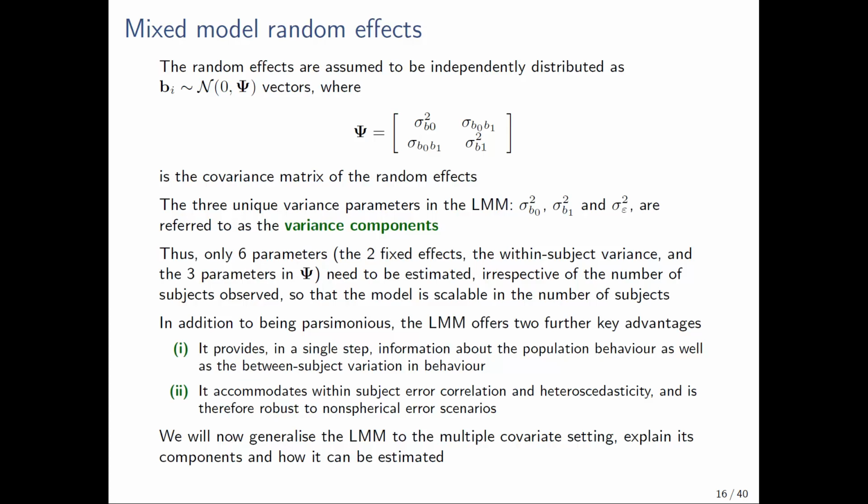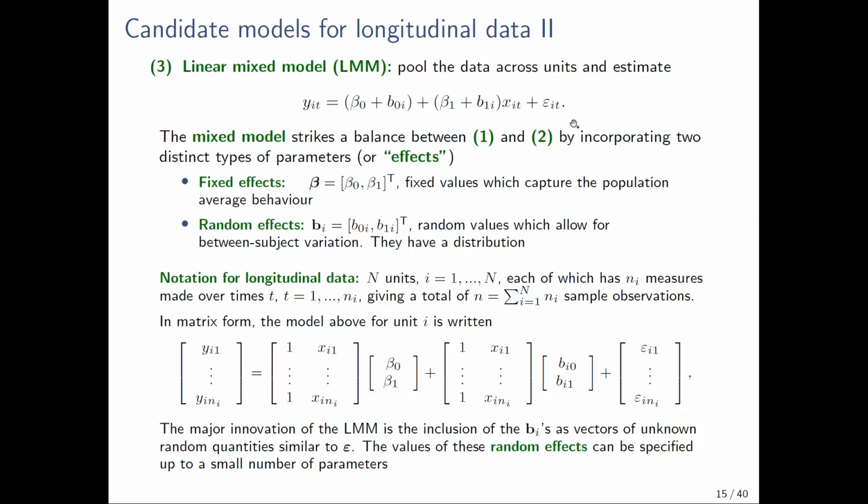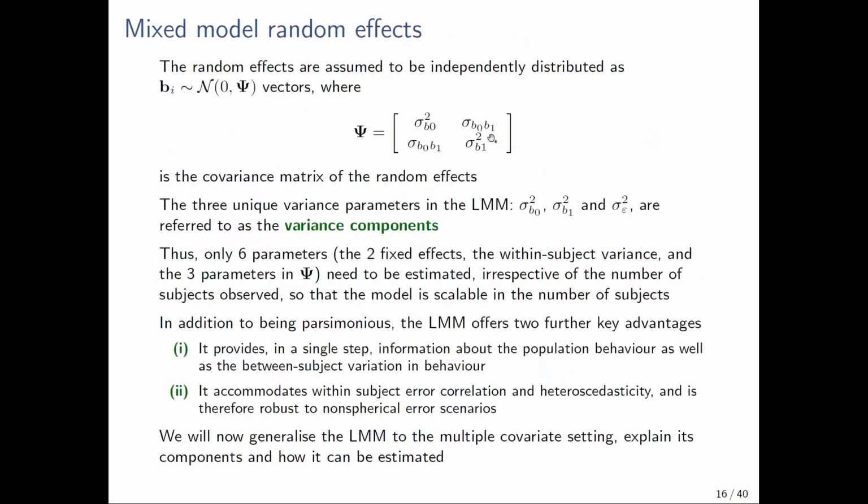So what we'll do now is, we've looked at this specific example using the Oxford data to motivate it. I've tried to show you how the model for the Oxford data would look in this simple setting of just one covariate. These are the random effects, the covariance matrix of the random effects. And we're now going to generalize the linear mixed model to the multiple covariate setting, explain its components, and then look at how it can be estimated.